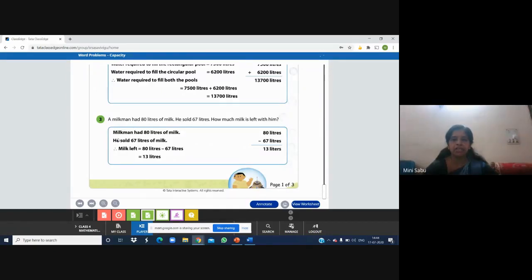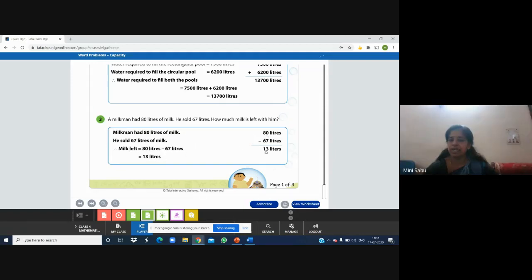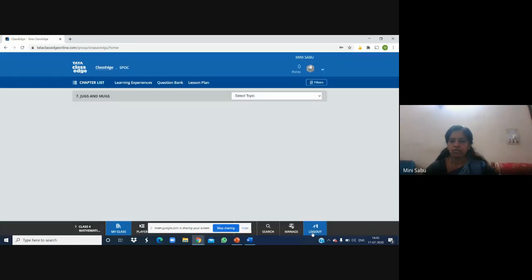I'm not reading the question. Milkman had 80 liters of milk. He sold 67 liters of milk. You can write with equal to also. Milkman had equal to, he sold equal to, milk left equal to. Then you do minus. 80 minus 67 is so simple. It is done here. And the answer is 13 liters. Okay. Now today we have done a number of word problems. We can revise it and we can do the questions also. Okay, children. So let me log out from here now.